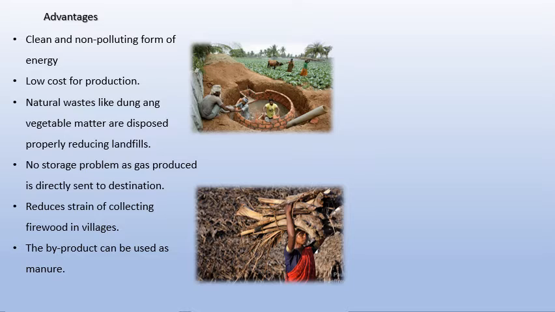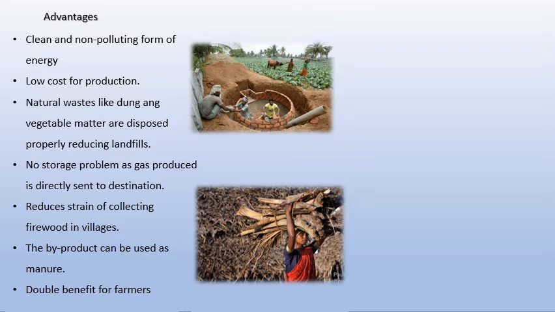Reduces strain for collecting firewood. You can see in the picture that every single rural family has this difficulty of going every day and collecting firewood. That strain is reduced. That's a big advantage. The byproduct can be used for manure, which we saw in digestate. And the last point is very important. It's a double benefit for the farmers.